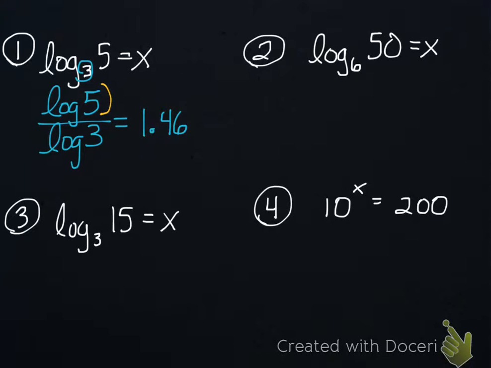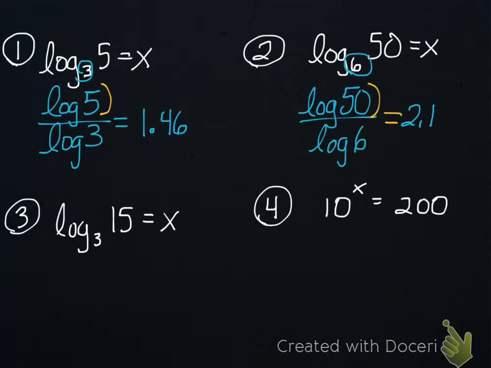Now let's look at number 2. What's the base? The base is 6. So the 6 goes to the bottom, to the denominator. The argument is 50, so it's going on top. Now, remember to close your parenthesis. What does that equal? 2.18.